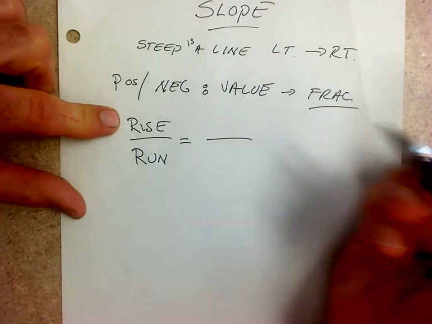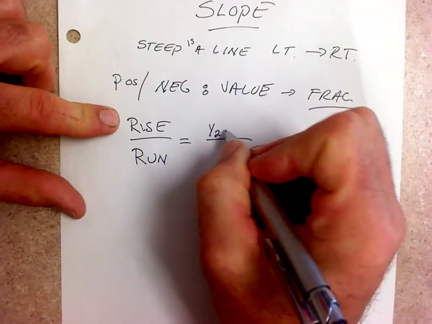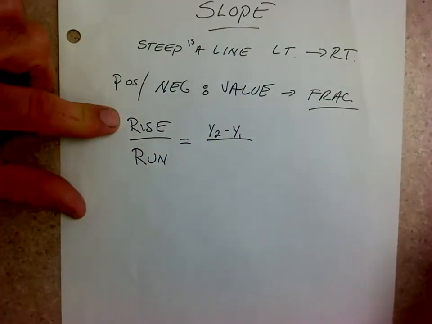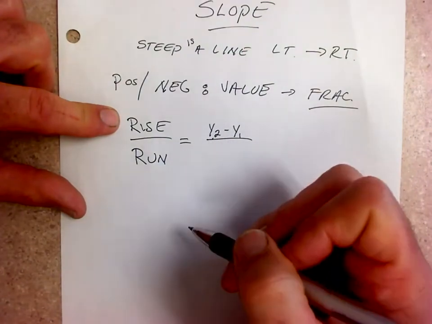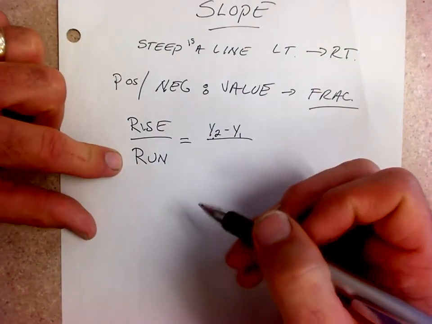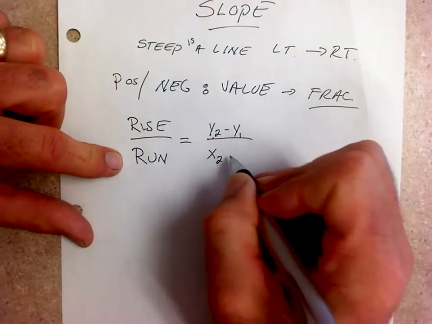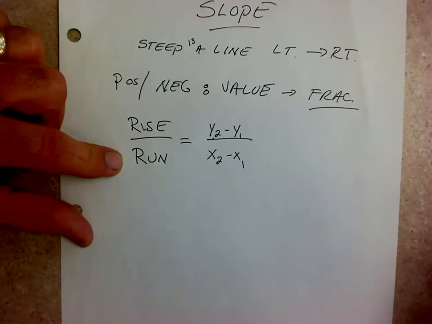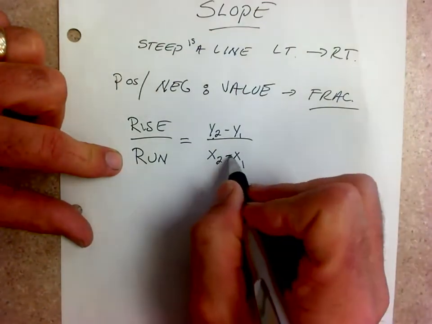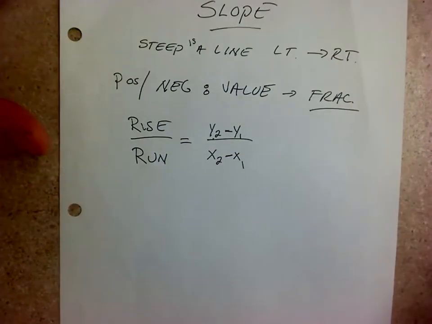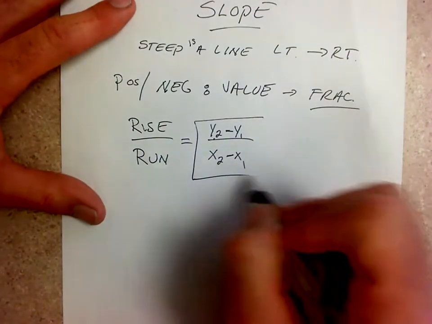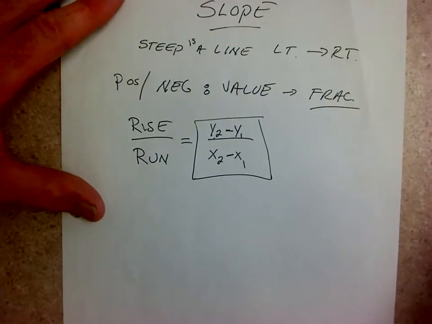How do we calculate the rise? We simply subtract two y's: y2 minus y1. How do we calculate our run? Remember, when we run, that is a horizontal movement, so we use two x's. Anytime we want to calculate a change or a difference, all we need to do is subtract. So now we have a formula for calculating slope.